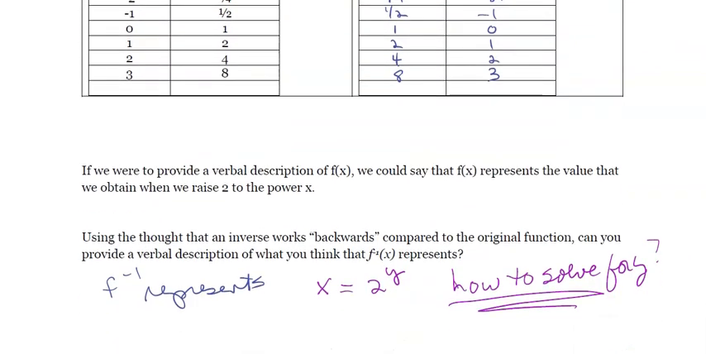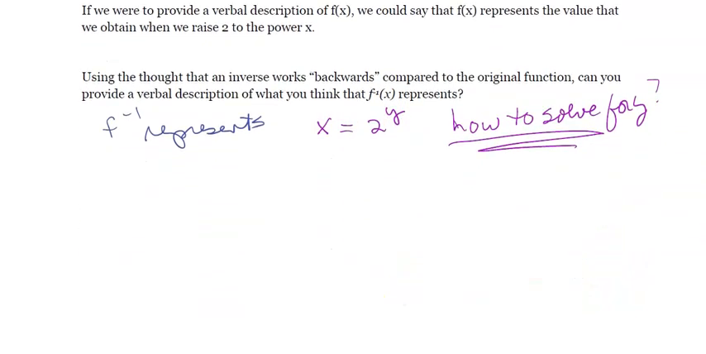Okay, so using the thought that an inverse works backwards compared to the original function, can you provide a verbal description of what you think f to the negative 1 of x represents? It's hard to undo a power. So why don't we first start by switching the x and the y? You can say that the beginning of the inverse represents having x equal 2 to the y, and I get stuck here.